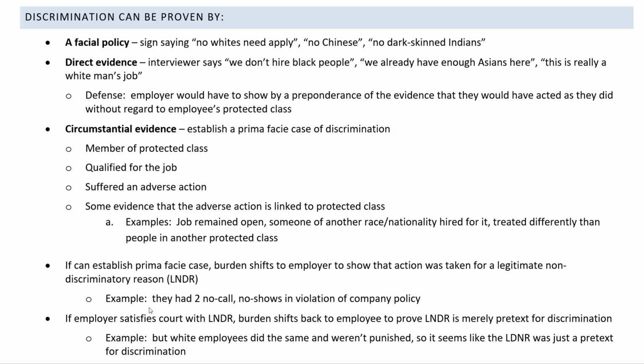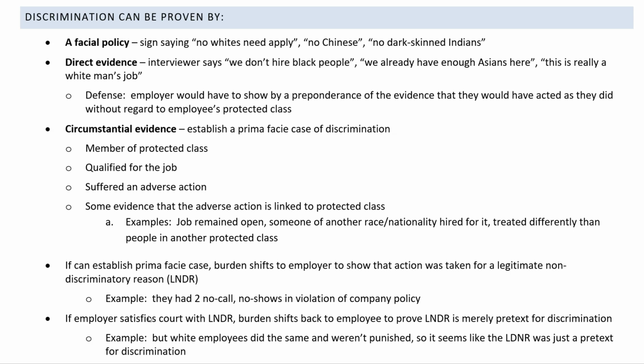So in order to establish a prima facie case of discrimination, and prima facie, or you can pronounce it prima facie, either way, what this means is that at first glance, it looks as though discrimination happened. The prima facie can roughly translate into at first glance. In order to prove it, we have to show certain things happen.